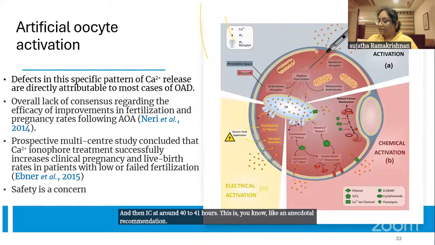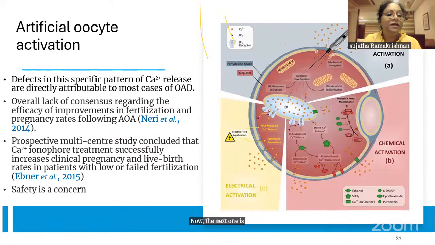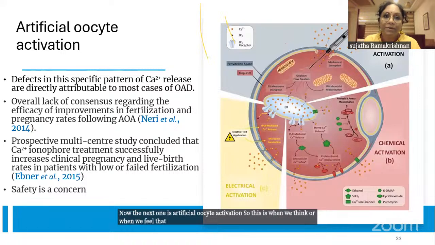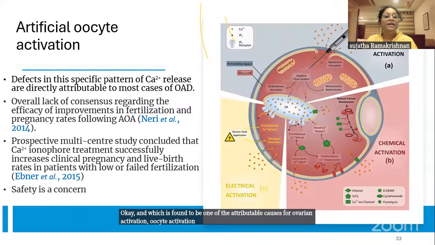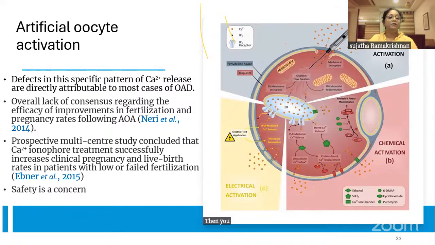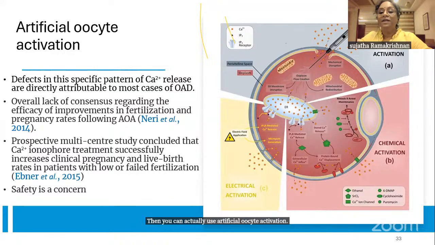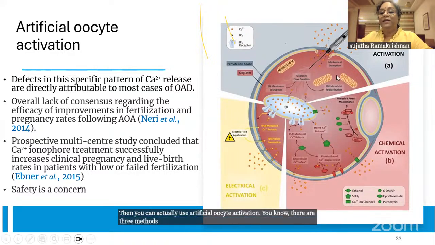Now, the next one is artificial oocyte activation. So this is when we think, or when we feel that there is a problem with the calcium release, okay, which is found to be one of the attributable causes for oocyte activation deficiency, then you can actually use artificial oocyte activation. There are 3 methods. First one is mechanical activation.